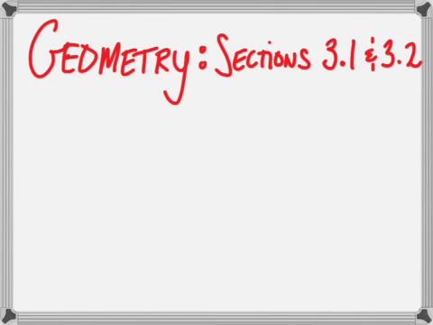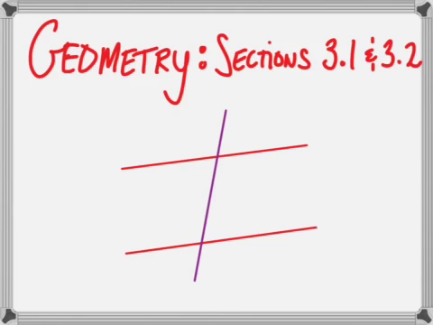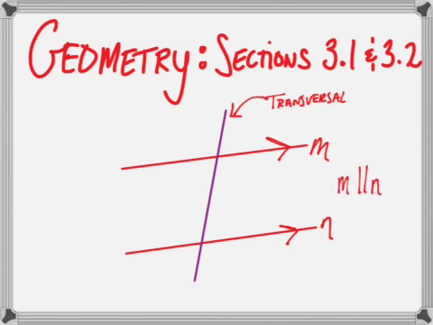Alright, so we're going to talk about sections 3.1 and 3.2. The key picture for these is two parallel lines cut by what we call a transversal. M and N are parallel lines, as we know from the little arrows shown there, and we have our line that goes through them, which we call the transversal. We're going to use this picture all through this. Our notation is M parallel N, using the two vertical lines to represent parallel.